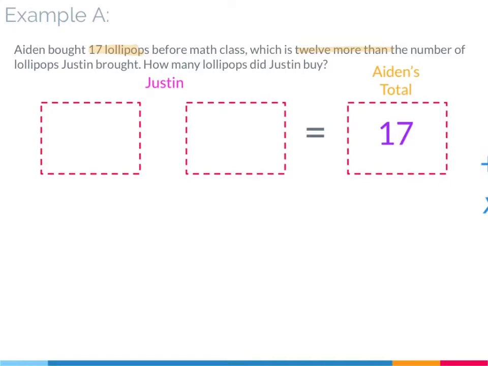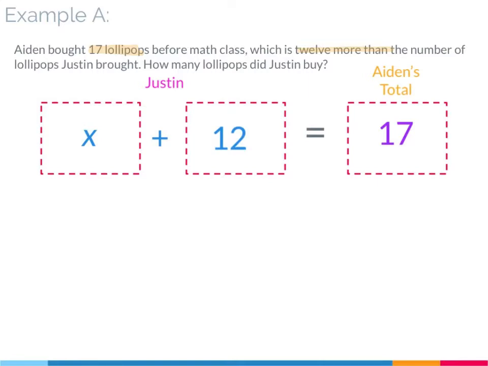So now let's look more deeply at what we know about Justin. We don't know how many lollipops Justin has. So since we don't know what that is, we're going to call that X. So Justin has X lollipops. But we know something more than just X, because it's not that Justin has as many as Aiden. It says that Aiden has 12 more than. So let's take Justin's total, and we're going to add 12 to that. And when we take Justin's total plus 12, that's going to give us Aiden's total of 17.